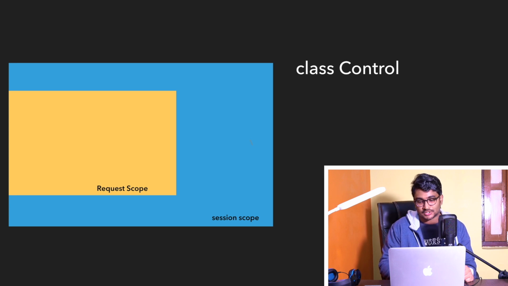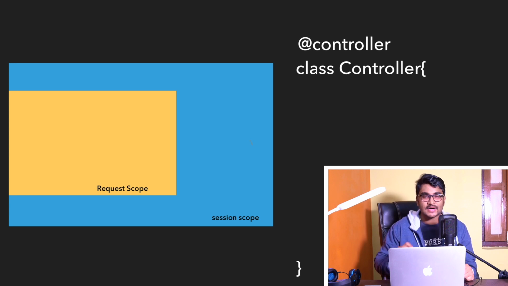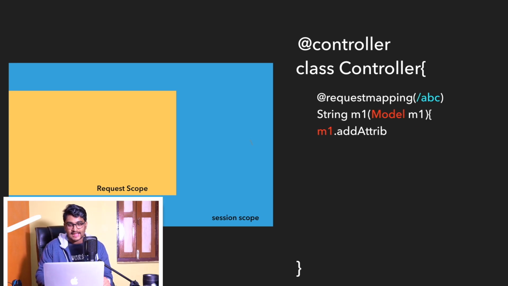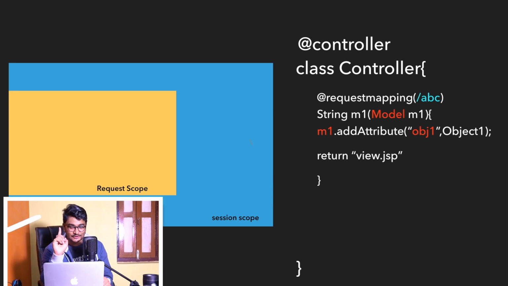Imagine that we have a controller, let's say a class annotated with the @Controller annotation. Inside this controller, I have a handler method. Let's say the method name is M1, and this M1 is mapped to /ABC. Inside this M1, I am accepting a model. If I'm writing Model in the method parameter, it means Spring is going to create the model object for me.